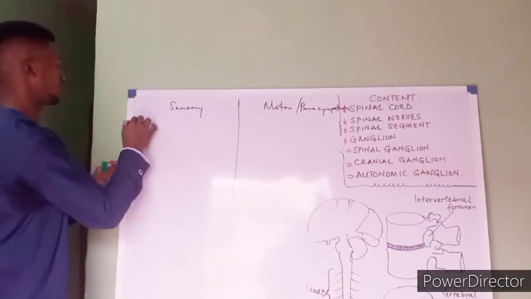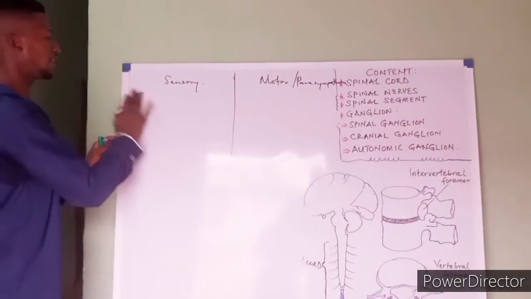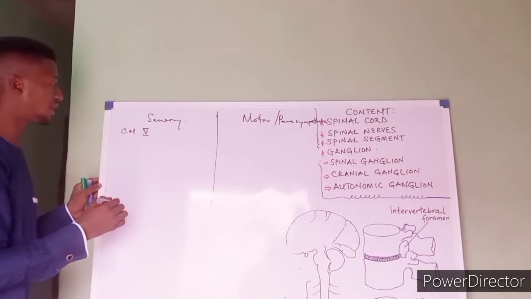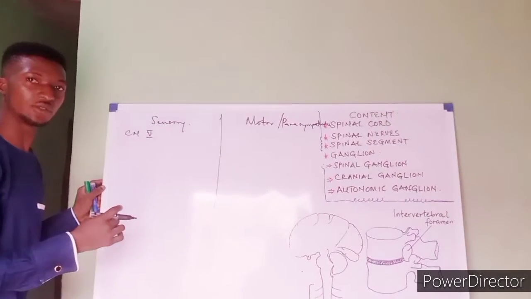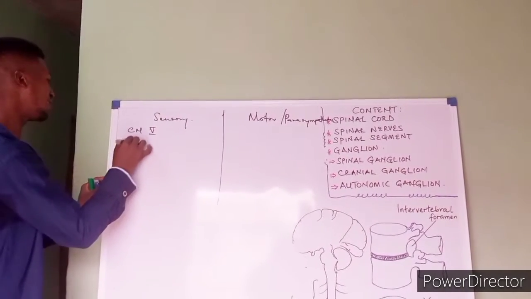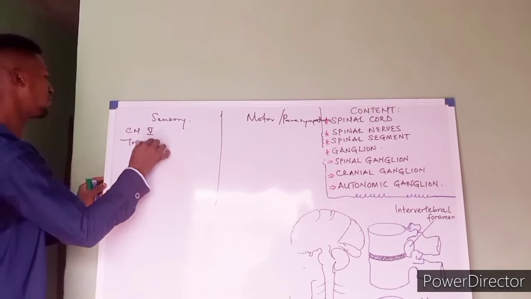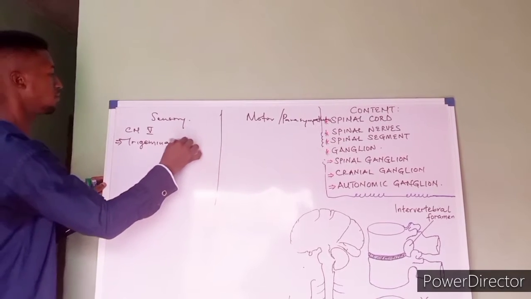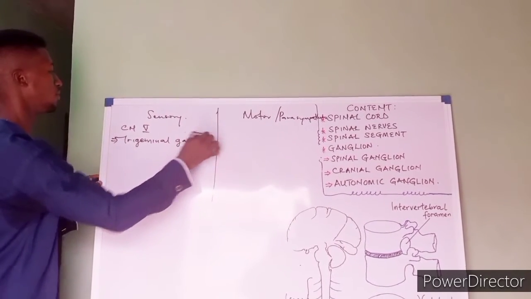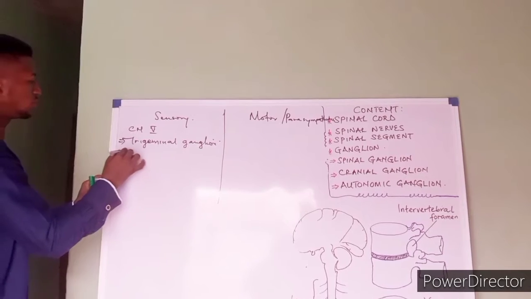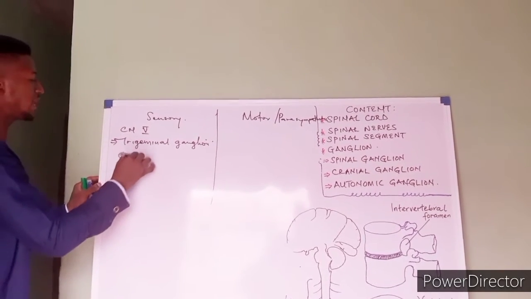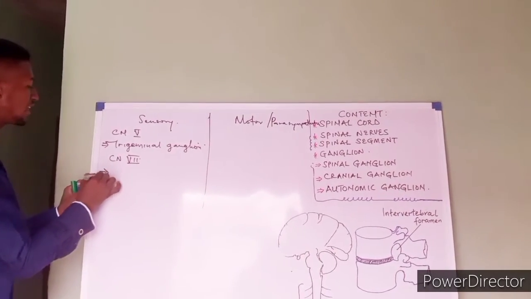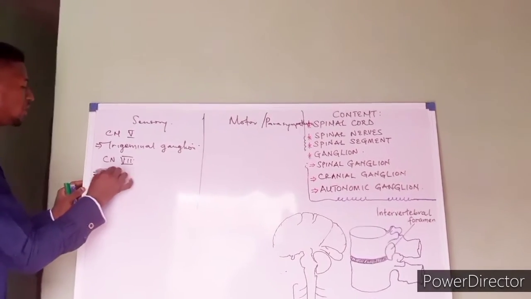Okay, now let's see the cranial nerves. The first cranial nerve we have here is cranial nerve 5, the trigeminal. And what does the trigeminal give rise to? You have the trigeminal ganglion. And what do we have next? We have cranial nerve 7, which gives rise to the geniculate ganglion.